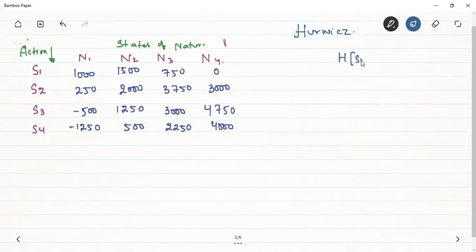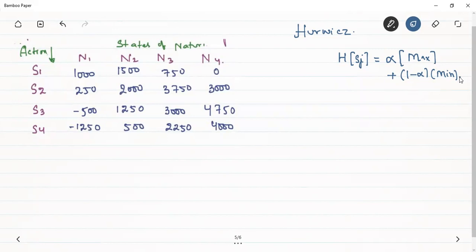H for each course of action, H of Sj, and it was given by alpha, which is the degree of optimism, into the maximum payoff for a particular course of action plus 1 minus alpha multiplied by the minimum payoff for a particular course of action. So here we have four strategies, or four actions. Therefore, we have to calculate four values of H, and if I treat this to be the maximization problem, I will select the one which is having the highest value of H.